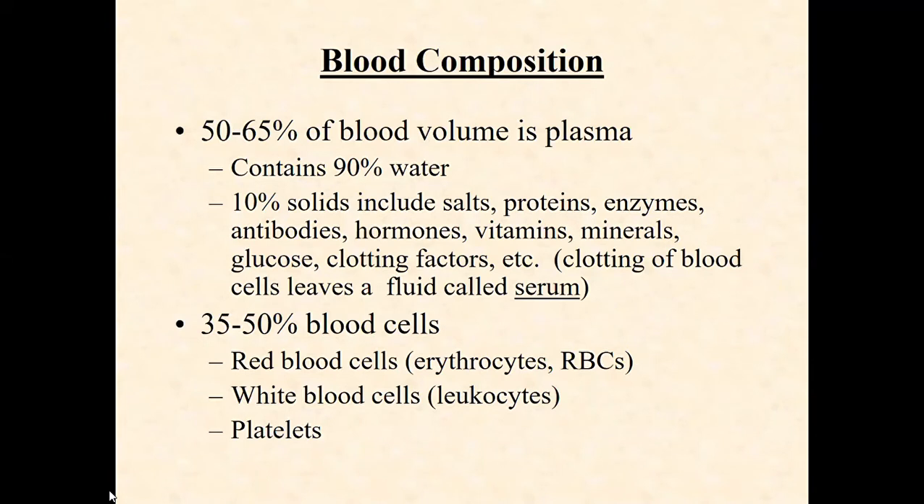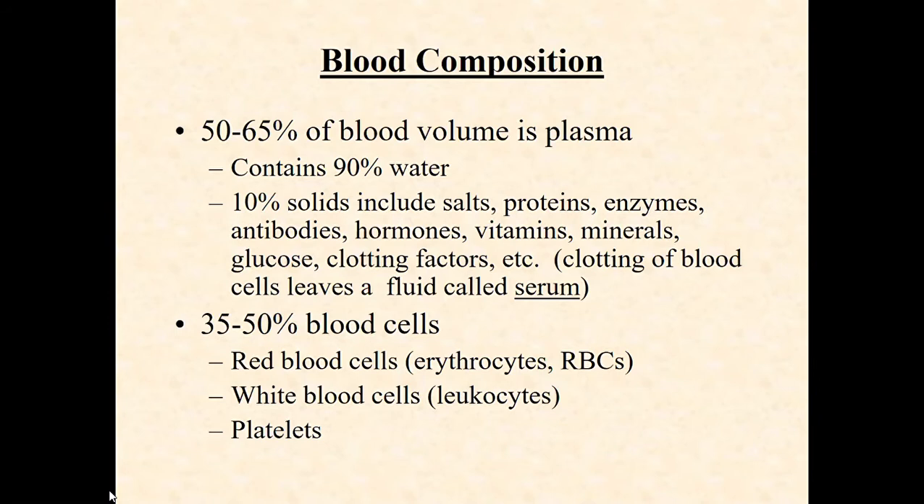Blood composition. So 50 to 65% of blood volume is plasma. It contains 90% water. 10% solids include salt, protein, enzymes, antibodies, hormones, vitamins, minerals, glucose, clotting factors, and it's clotting of blood, of course. Cells leave a fluid called serum.